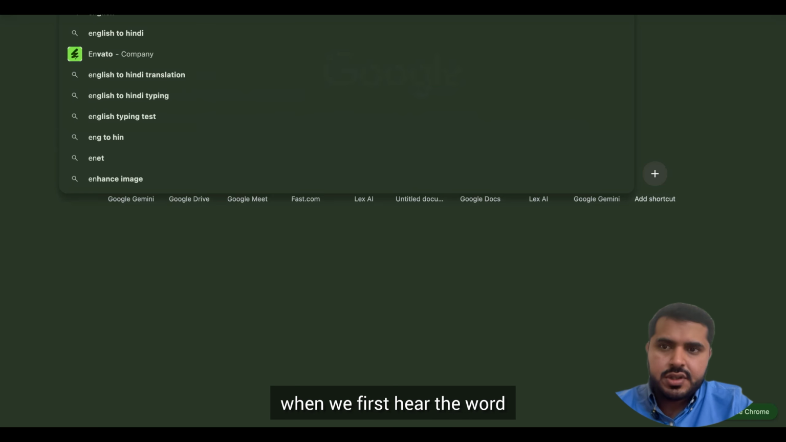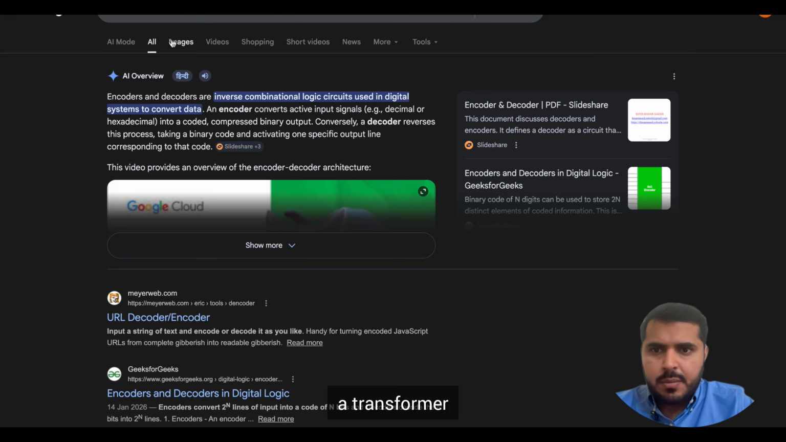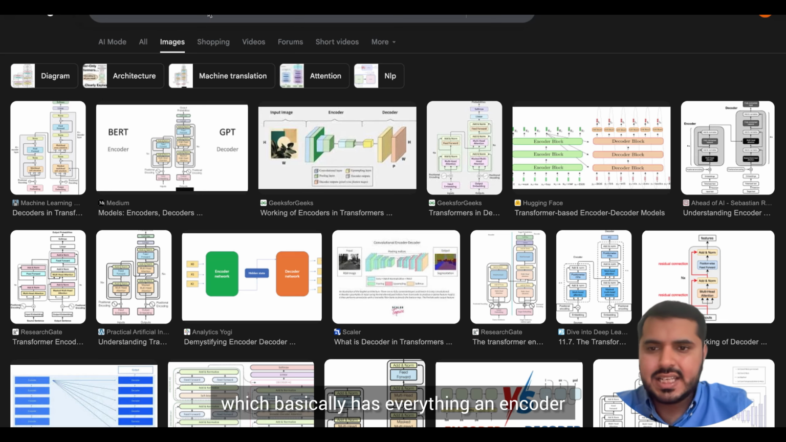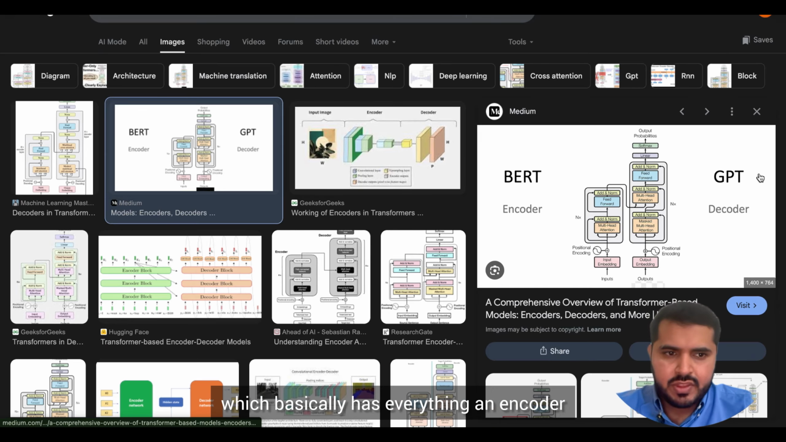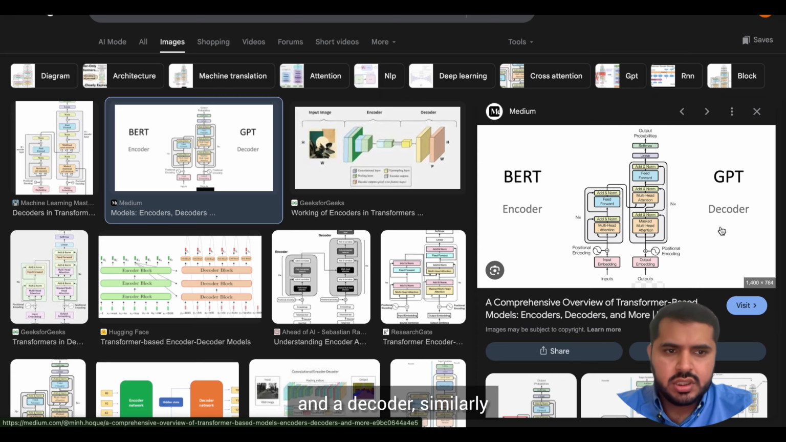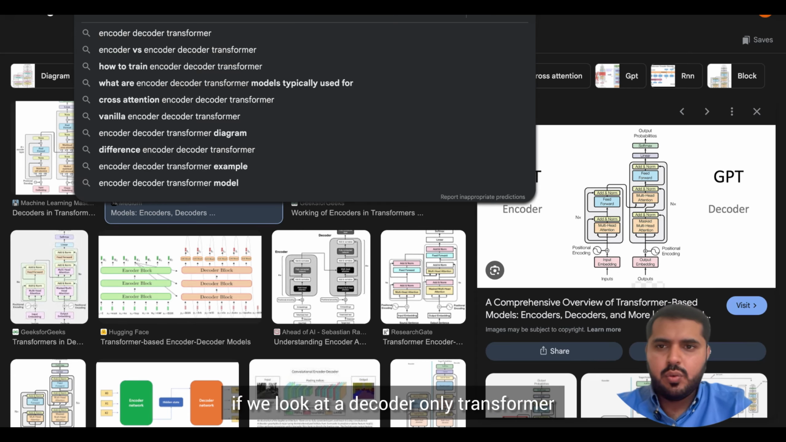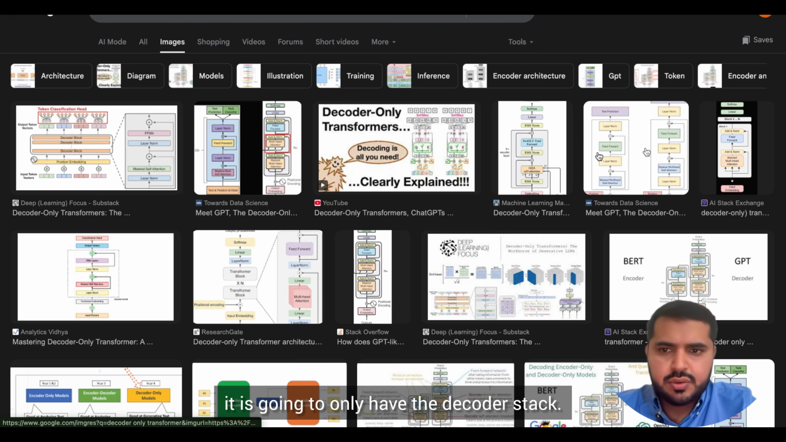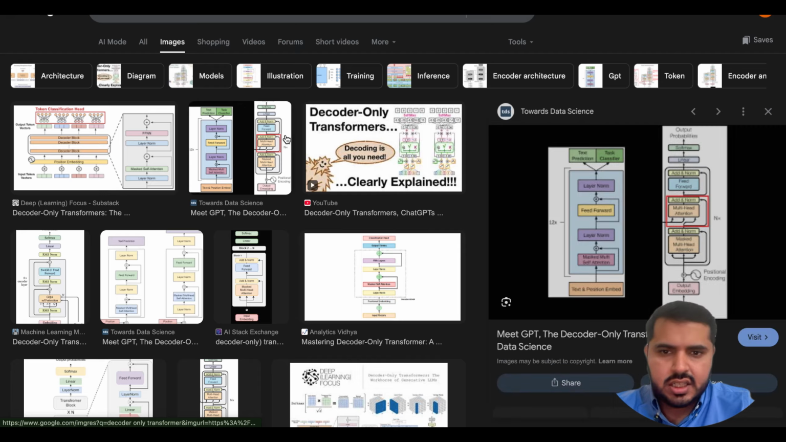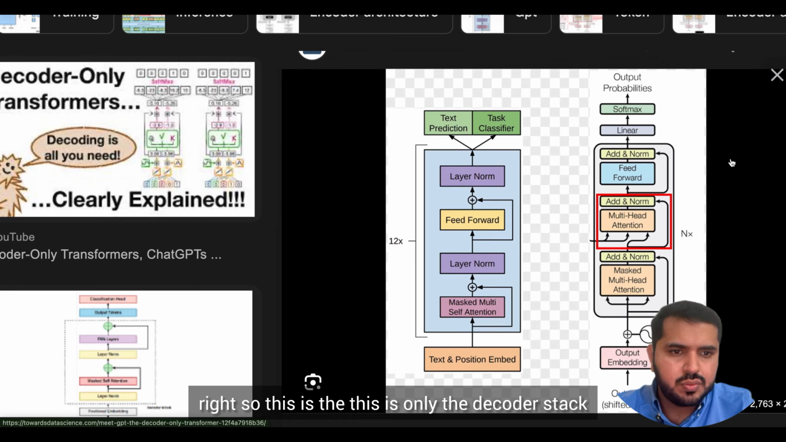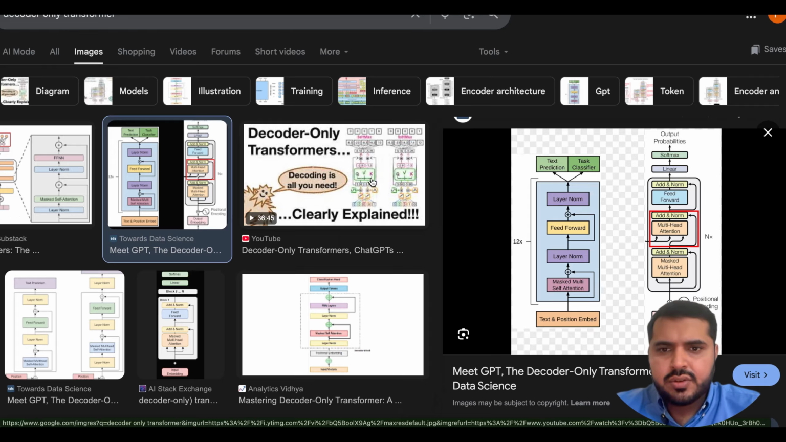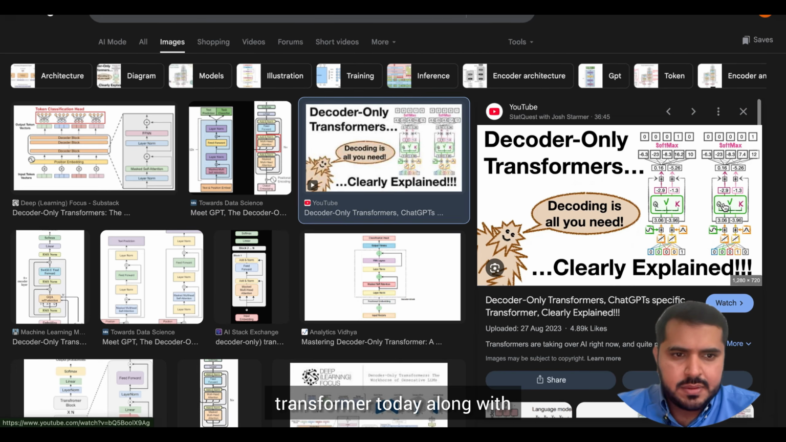When we first hear the word transformer, we should know that there are three types of transformer. One is an encoder-decoder transformer, which basically has everything, an encoder and a decoder. Similarly, a decoder-only transformer is only going to have the decoder stack, right? So this is only the decoder stack, this particular stack on the right-hand side. We are going to look at this particular transformer today.